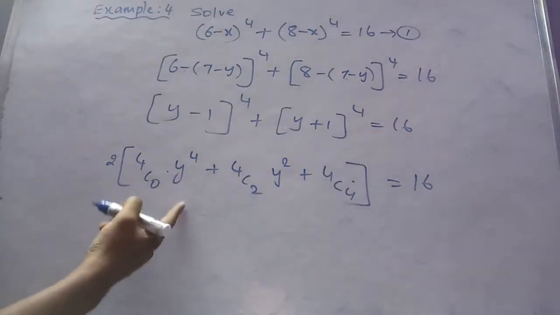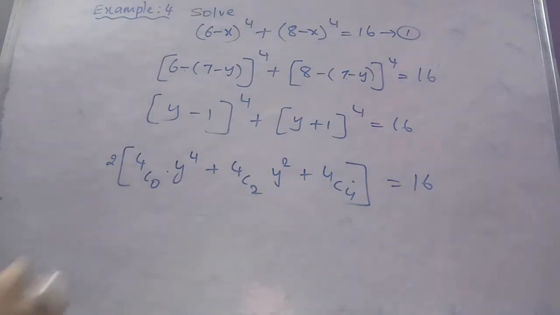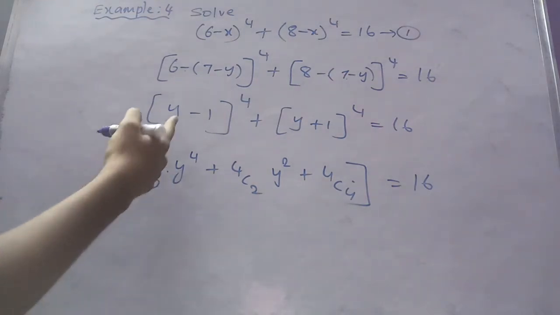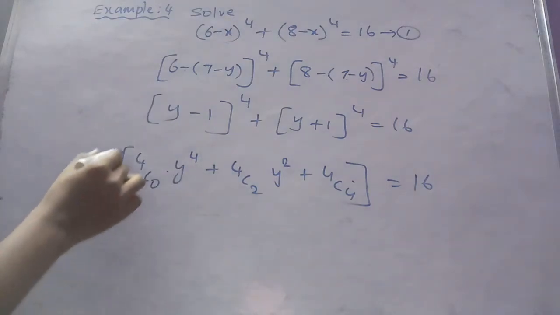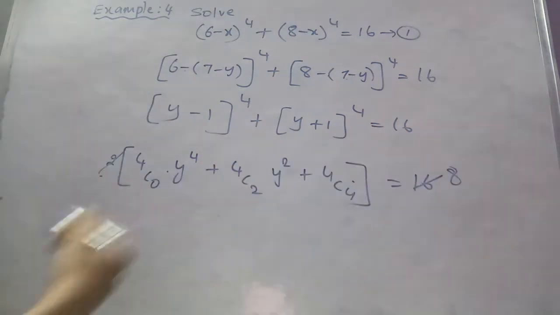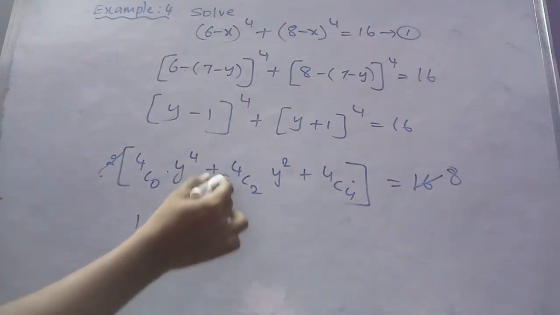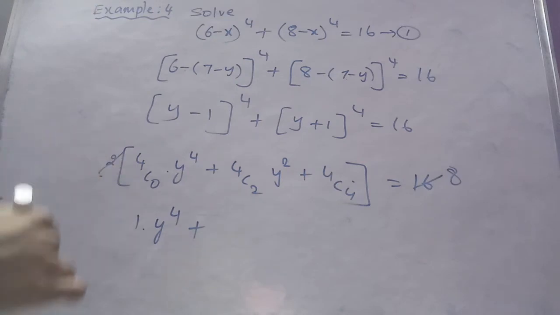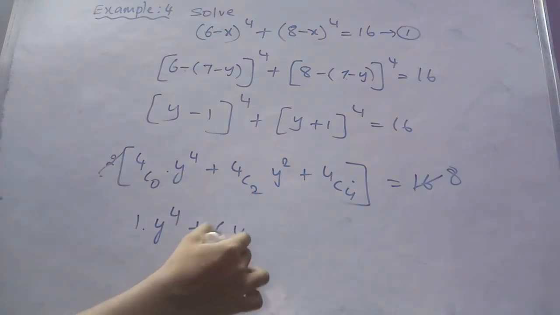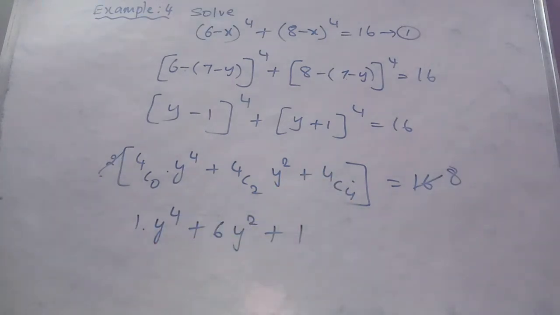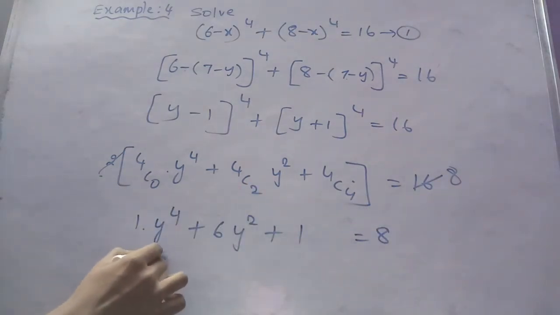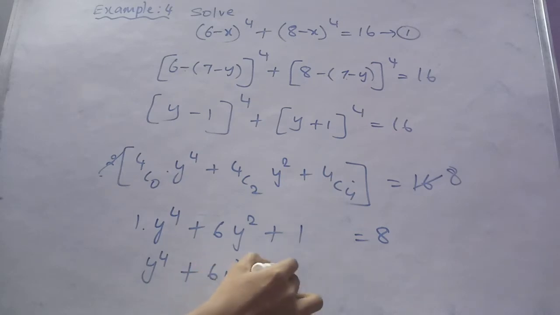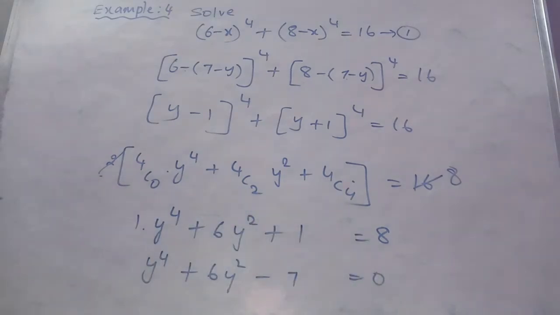In the binomial theorem chapter, let us see how to get this. You can also go for (a − b)² and solve it. So 4C0 is 1, into y⁴, plus 4C2 is 4 into 3 divided by 2, that means 6y², plus 4C4 is again 1, equal to 8. So take 8 to the left side, and you will get y⁴ + 6y² − 7 = 0.